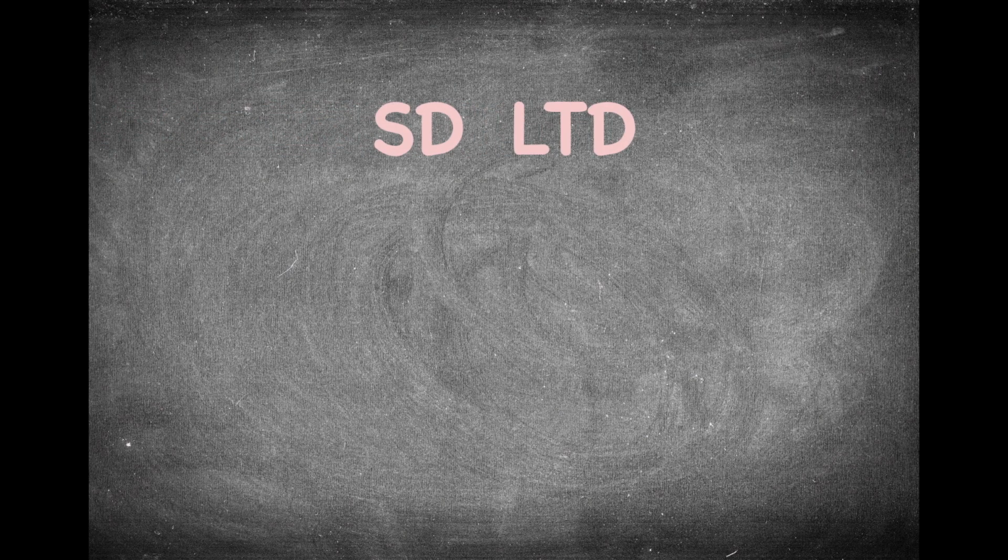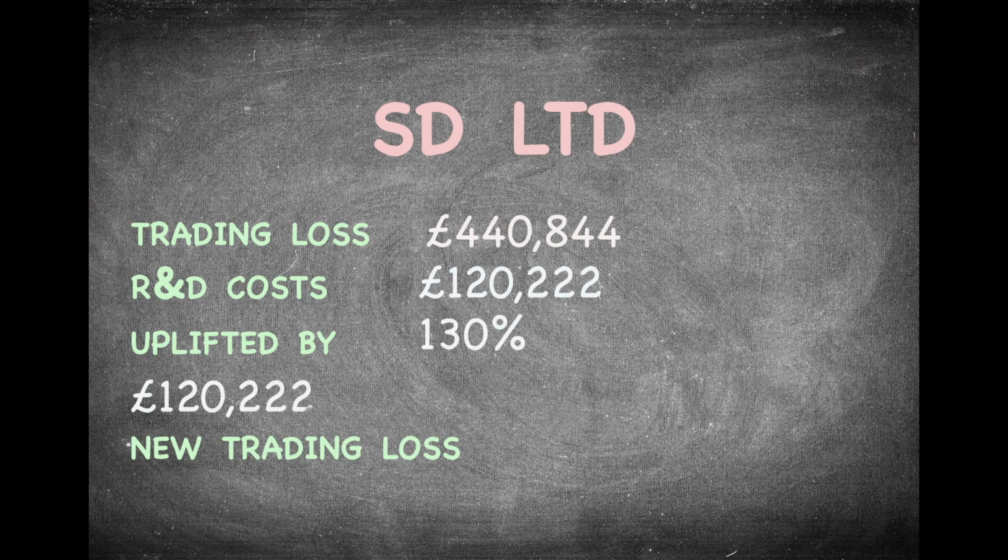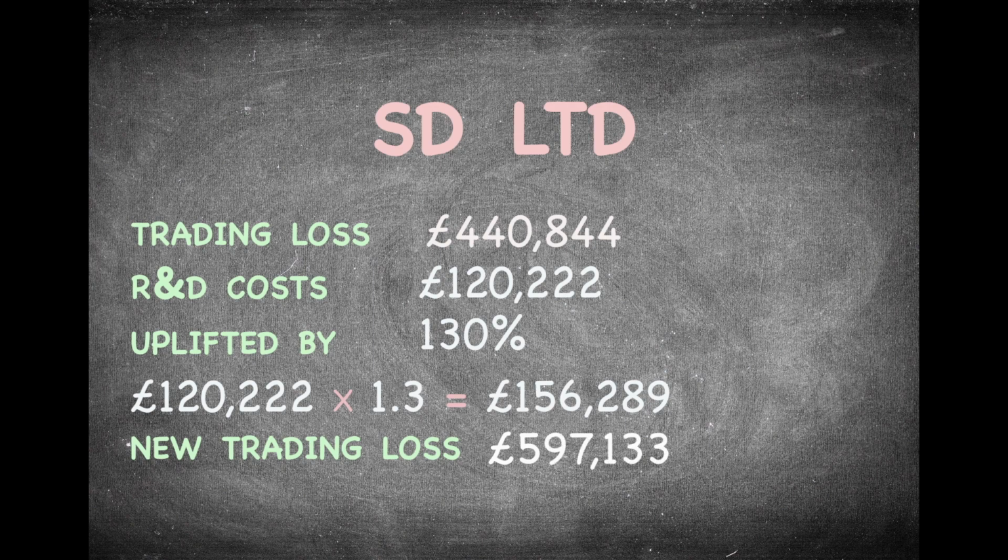So my client, let's call them SDLTT, and they're structural engineers. The company had a trading loss of £440,844. The R&D costs were £120,222. Now, as you should know by now, this is uplifted by 130% before being included in the tax computation. So, the R&D tax costs that should be included in the computation are £156,289.